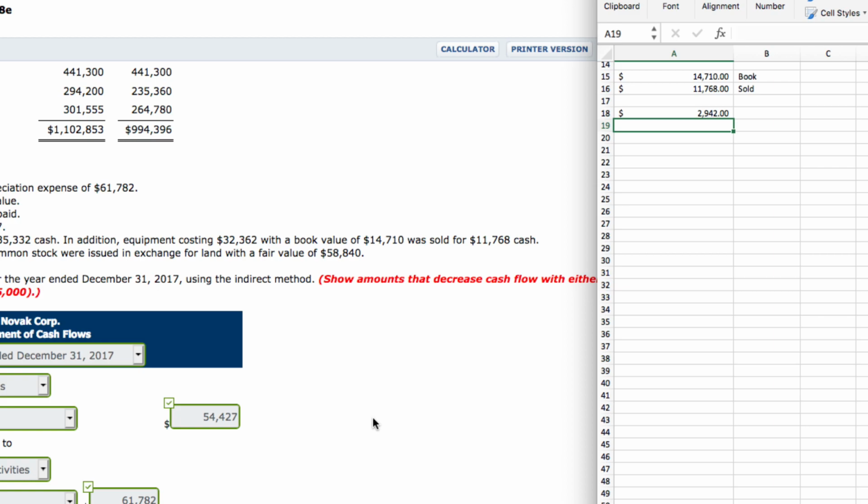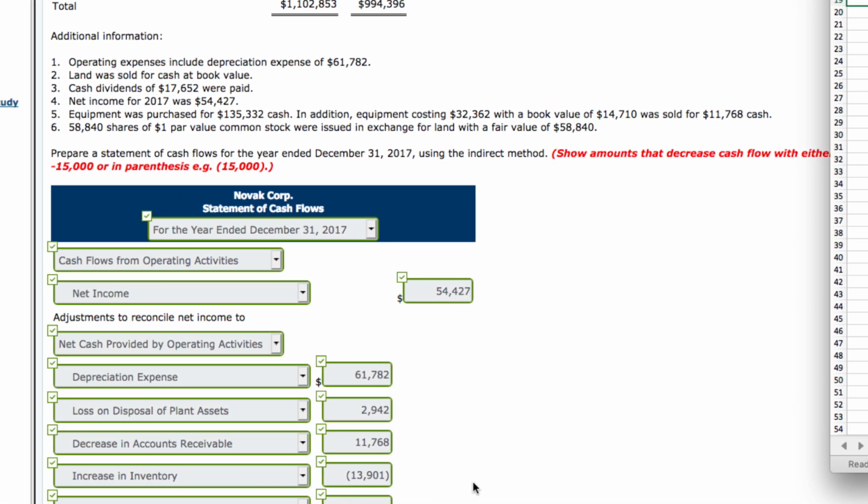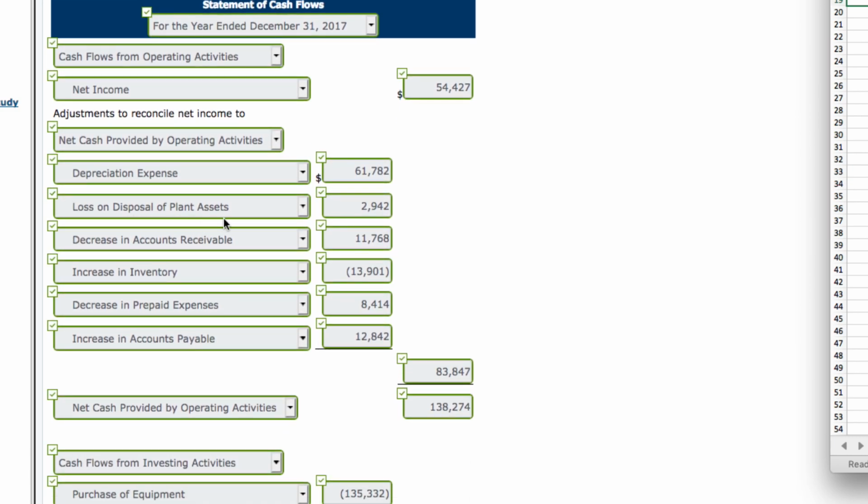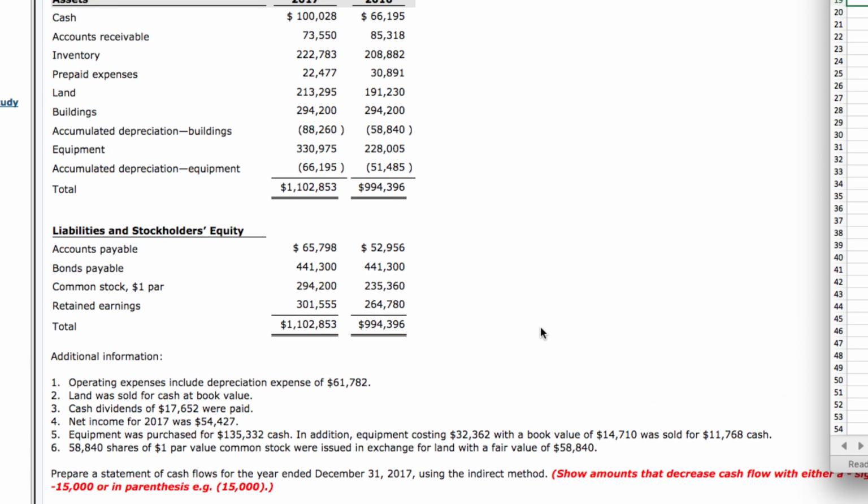Now, remember, if the book value had been, say, 11,000 and we sold it for 14,000, it would have been a gain on our plant disposal. But in this case, it was a loss because our book value was greater than what we sold it for. Even though it's a loss, we add it back to our net income. However, if it had said gain, we would have subtracted it, but because it was a loss, we add it back. Next, we have accounts receivable.